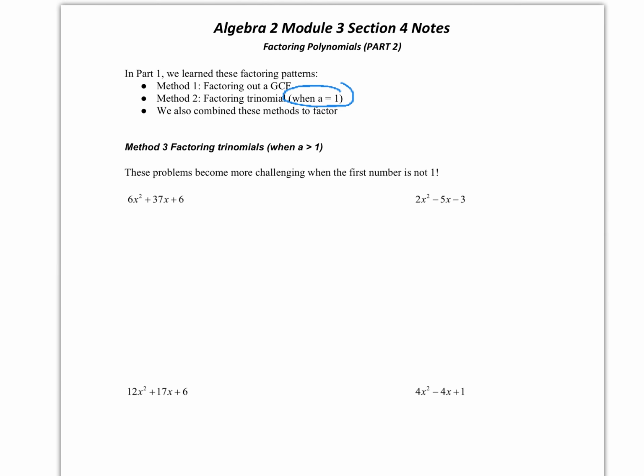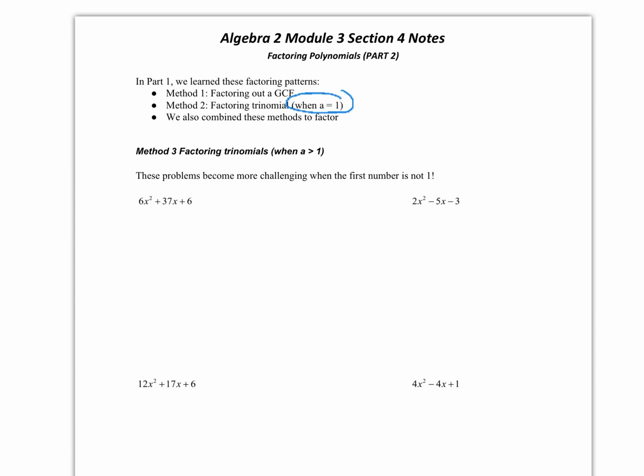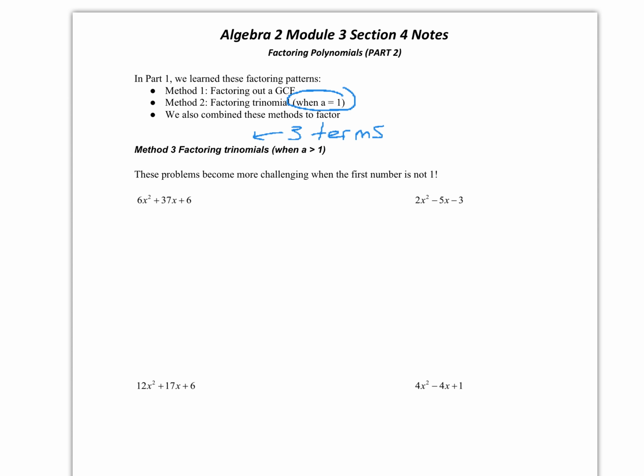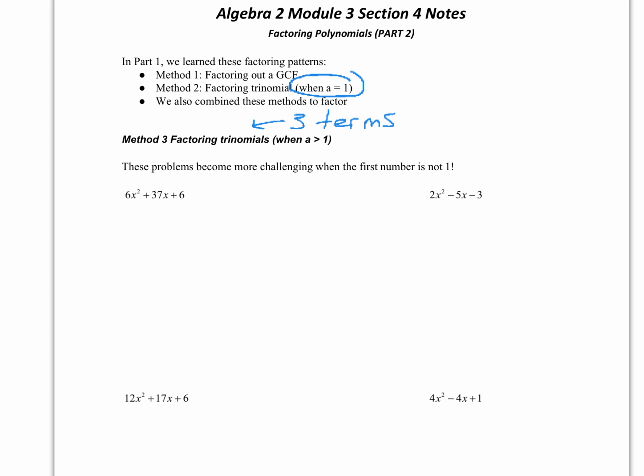So let's look at specifically a third method here, factoring the trinomials. Remember, that means 3 terms, when a is greater than 1. So that means our x squared is going to have a number in front of it. In that first example, 6. Now, these problems definitely become harder. They're more challenging when it's not 1. But we're still going to use the box method, and it's going to work fine, just like we would with a being 1.